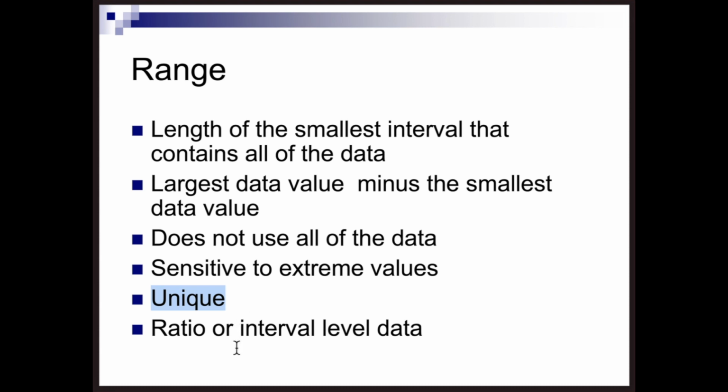Now, in order for the range to make sense as a measure of variation, the data need to be at least at the interval level, so either the interval level or the ratio level. And the reason that has to be the case is because we're taking the difference between the largest and smallest values. And you'll remember that for data at the ordinal level or below, the ordinal or nominal level, differences don't make sense. Differences are defined and make sense only at the interval and ratio levels. And so in order for the range to be a meaningful measure of variation, the data have to be at least at the interval level.